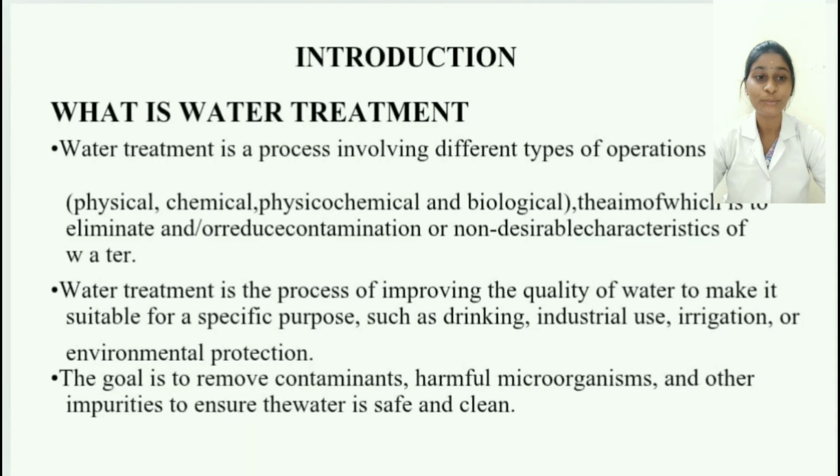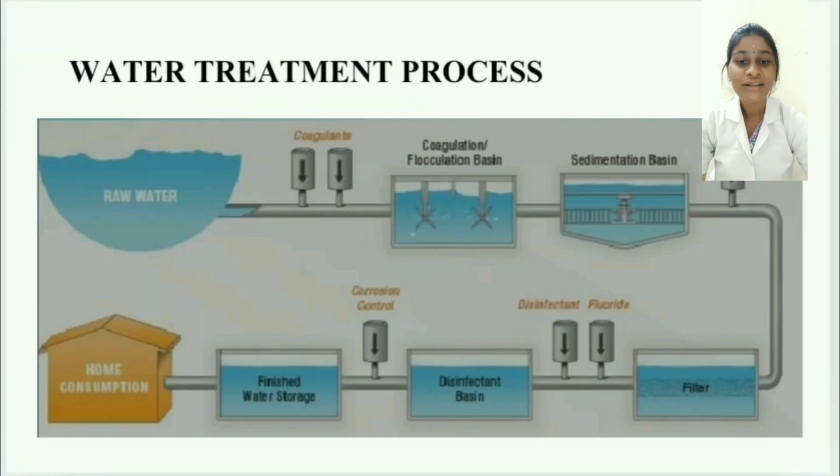Water treatment is a process of different types of operations, like physical, chemical, physiochemical and biological, aimed to eliminate and reduce contamination or undesirable characters of water. Water treatment improves the quality of water to make it suitable for drinking, industrial use, irrigation or environmental protection. The goal is to remove contaminants, harmful microorganisms and other impurities to ensure the water is safe and clean. What are the steps involved in the water treatment process?